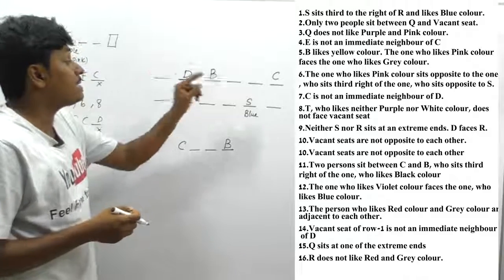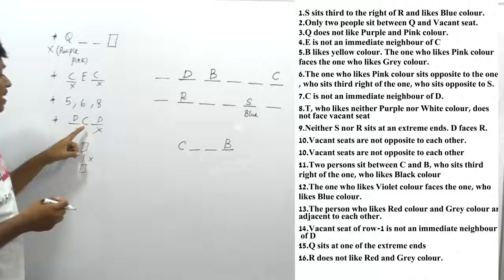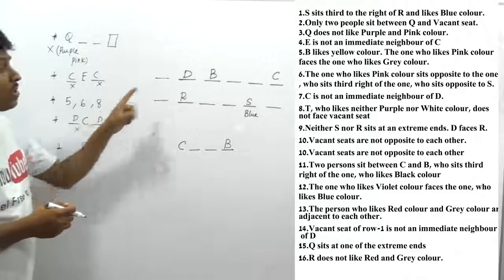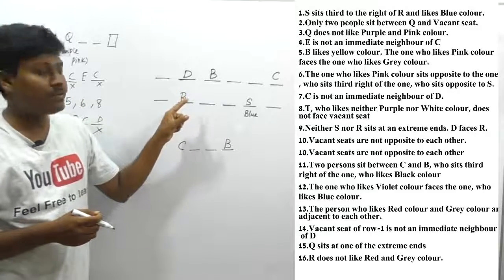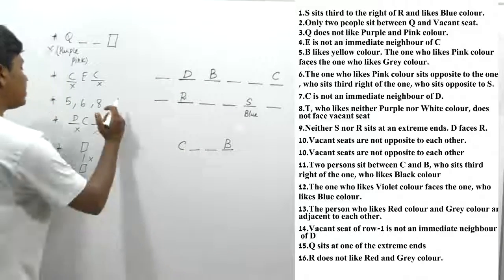And where this person C is maybe not an immediate neighbor of D. This is the clue they have given. C should not be an immediate neighbor of D. So according to this condition, C is not an immediate neighbor of D, and I can say that between C and B there is a gap of 2. I can rub this condition, right?